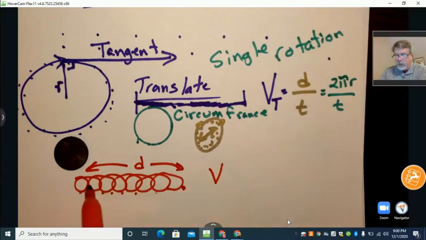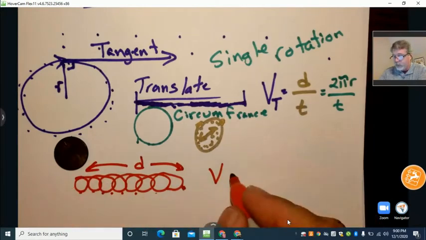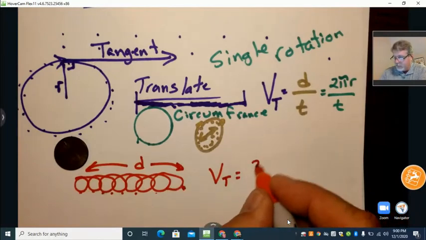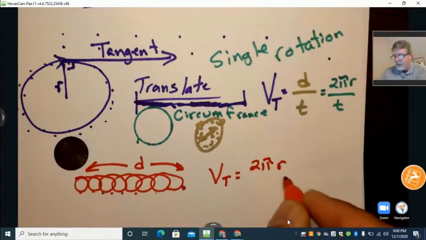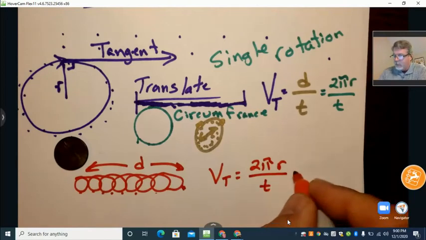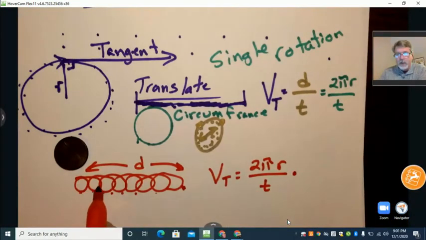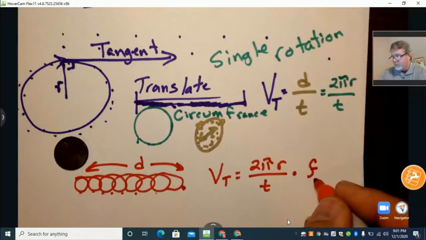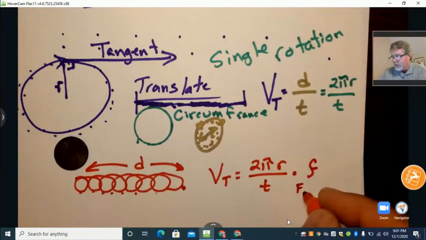Now, in this case, what's the distance that this has traveled? Well, each rotation is the circumference. So the tangential velocity of this object is the circumference divided by the time still, but we need to multiply it by what? The number of rotations, or the frequency. So that's italicized f.